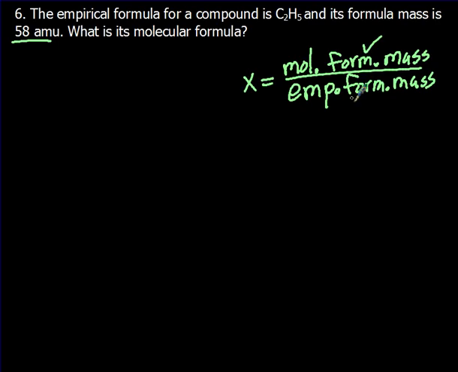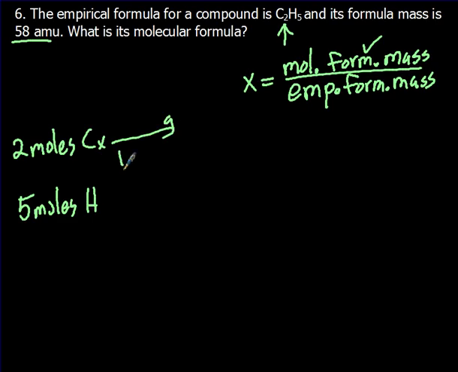But now we've got to find the empirical formula mass. Well, honestly, the empirical formula mass is just the mass of the empirical formula. That's a pretty easy thing to remember. It's just the mass of that empirical formula right there. So this empirical formula has 2 moles of carbon and 5 moles of hydrogen. So how do we get the mass? Well, we just convert those moles to grams and add them up.